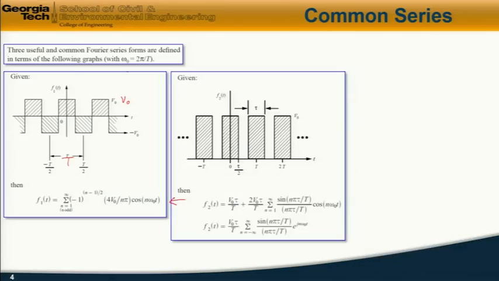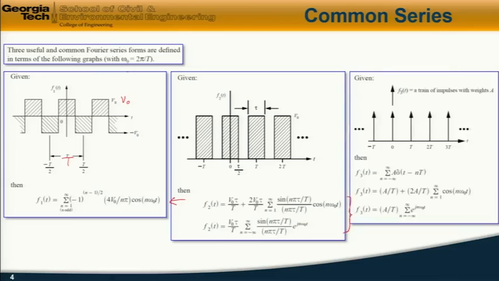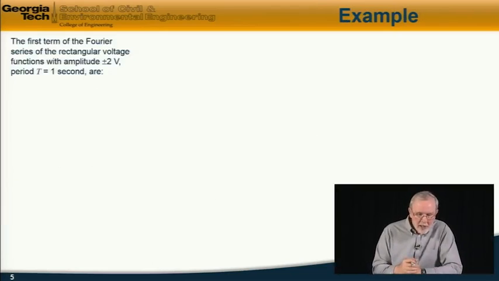The next one is a somewhat similar looking function, a rectangular waveform, and the Fourier series is given by this expression here. And finally, the last example they give is the Fourier series of a train of impulses or delta functions separated by a time interval, capital T, and the Fourier series is given by these expressions here. So let's do an example on that.